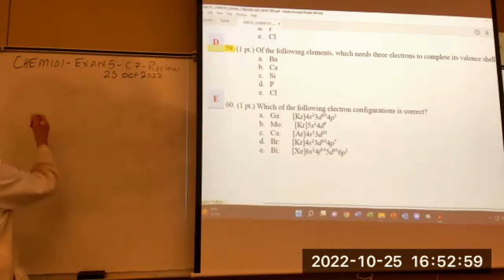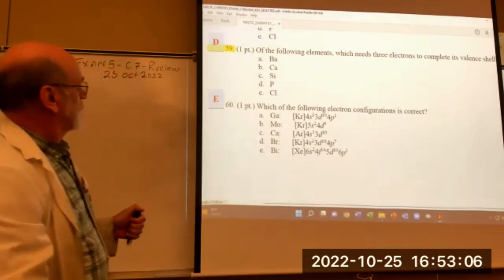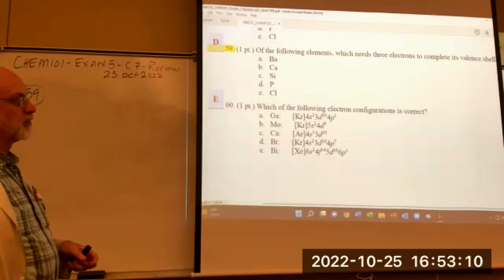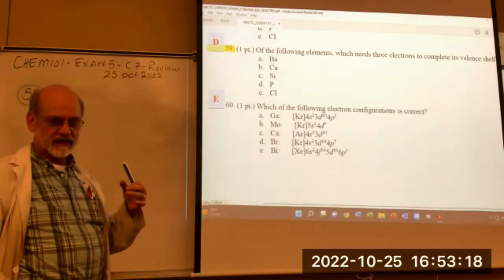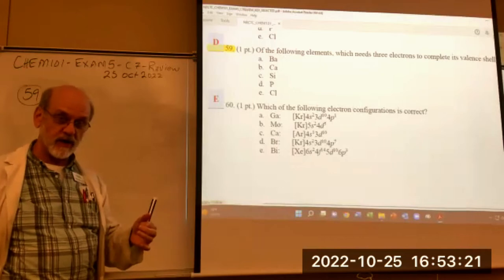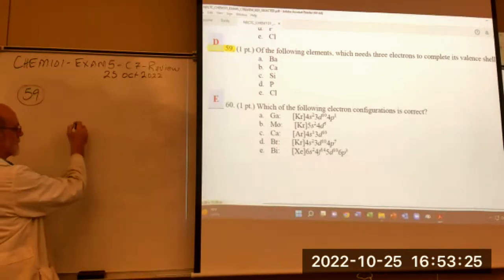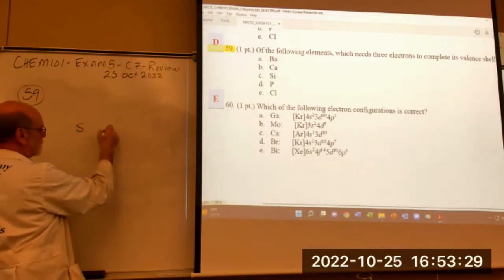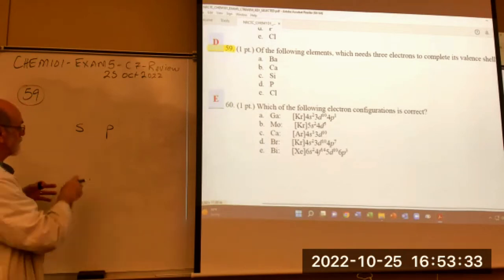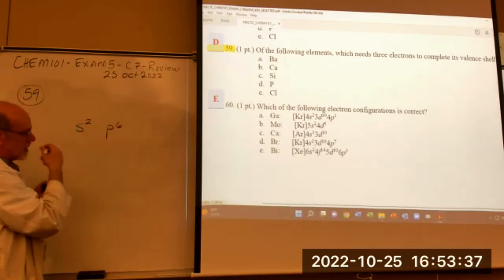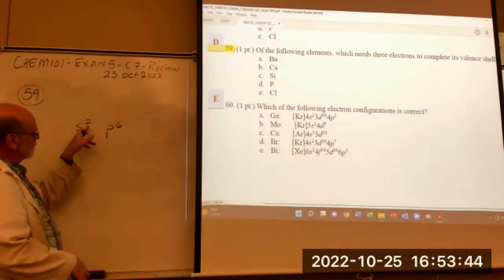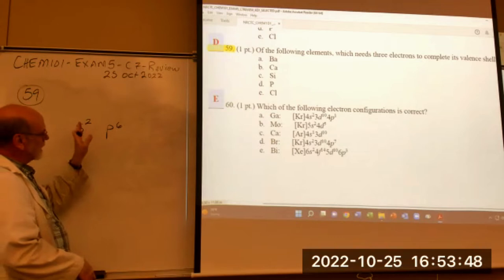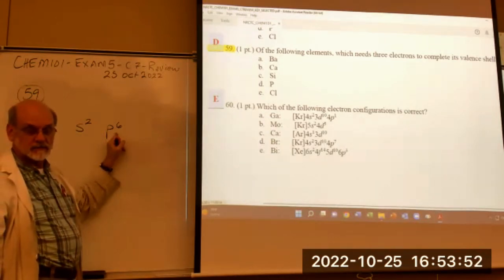All right, number 59. Of the following elements, which needs three electrons to complete its valence shell? All right, think about that. If it needs to complete a valence shell, and it needs three electrons, which orbitals would that possibly reveal? S and P predominantly, right? So S can have two, P can have six. So if it's going to have three needed to complete, it's either got one over here, or it's got three over here, right, to complete the valence shell.